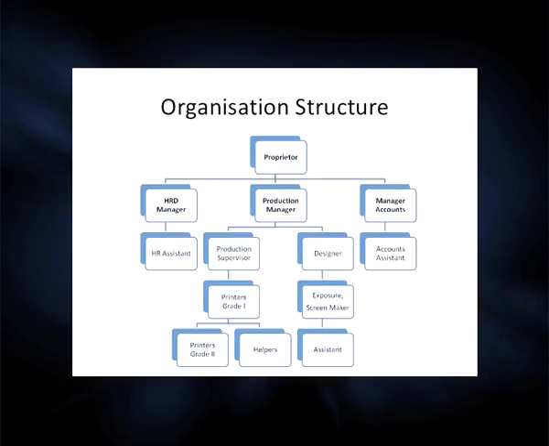An example of an organization is given in this figure. In general, a printing company consists of three departments: HR department, accounts department and the production department. The production department is headed by a production manager who coordinates the entire printing process. Under the manager, there are production supervisors, designers, screen makers, printers, helpers as well as assistants. The number of staff and the diversification of tasks increase with the size of the company.